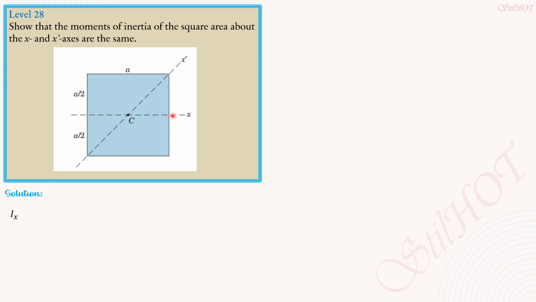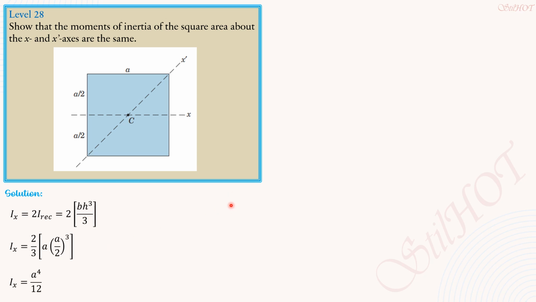So solution: Ix is 2 times I of rectangle, so 2 times bh cube over 3, where the base is this one parallel to the x-axis, which is a, and the height is a over 2. So Ix is 2 over 3 times a times quantity a over 2 cube. Simplifying, this would be a to the 4th over 12. So Ix is a to the 4th over 12.